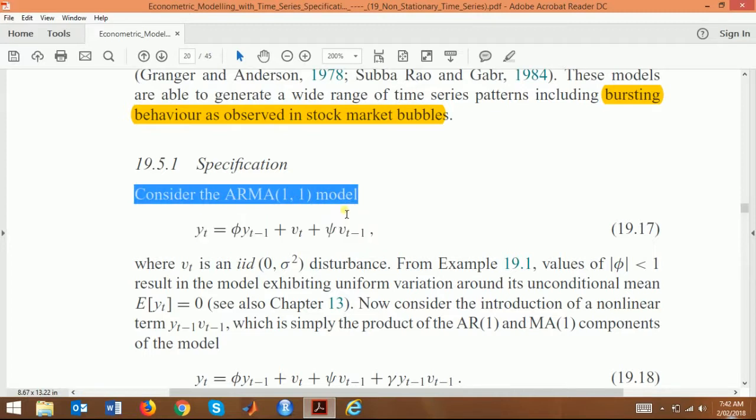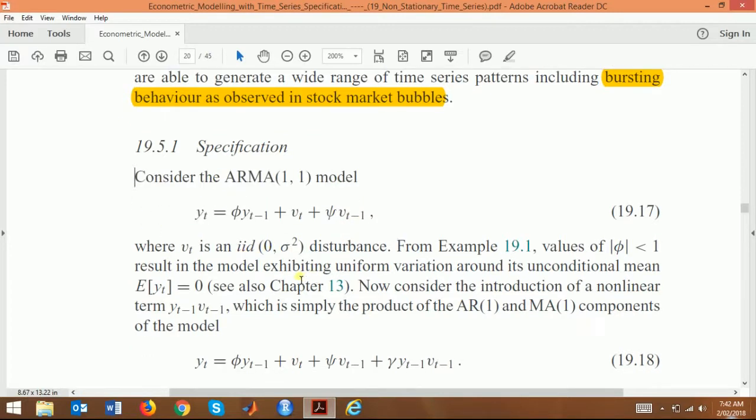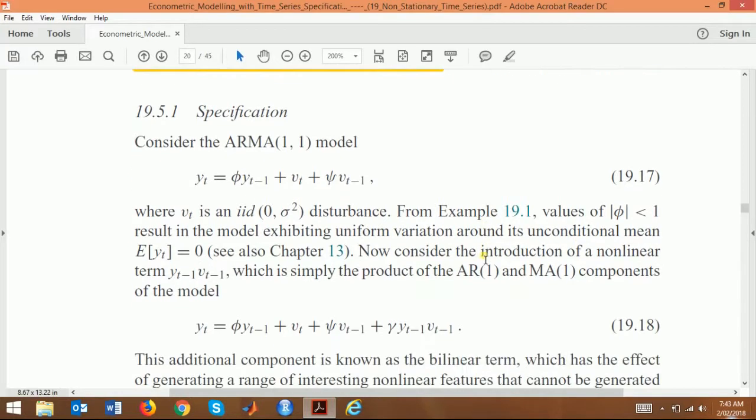Let's consider an ARMA(1,1) model where vt is a structural residual with IID, zero mean, sigma square variance disturbance, moving average disturbance. From the first example, values of phi less than 1, so autoregressive parameters within the unit circle, which are stationary, result in the model exhibiting uniform variation around its unconditional mean. So basically, phi less than 1 means we're talking about stationary models. For stationary models, the variation is generally surrounding its unconditional mean, meaning that we see mean reversion. We don't see explosive behaviors in our stock market variables.